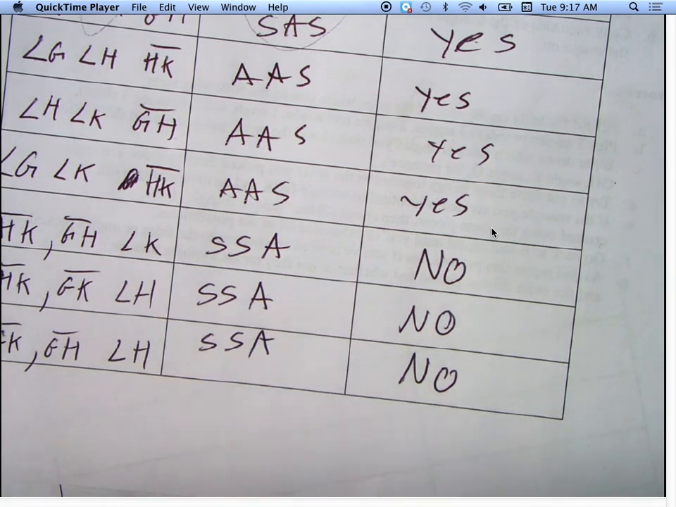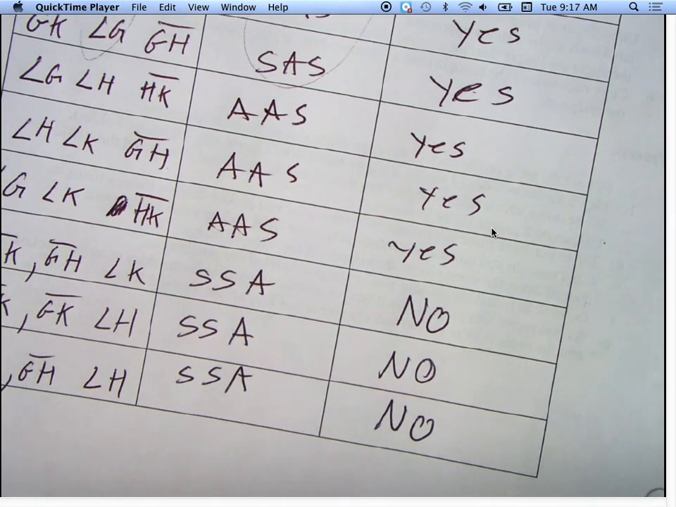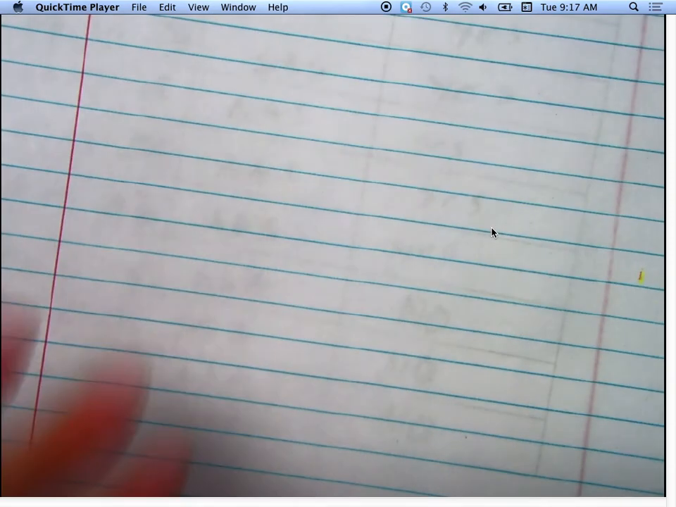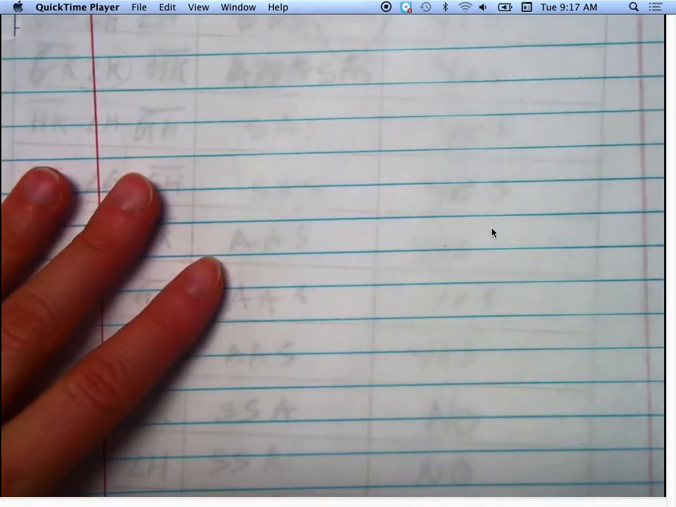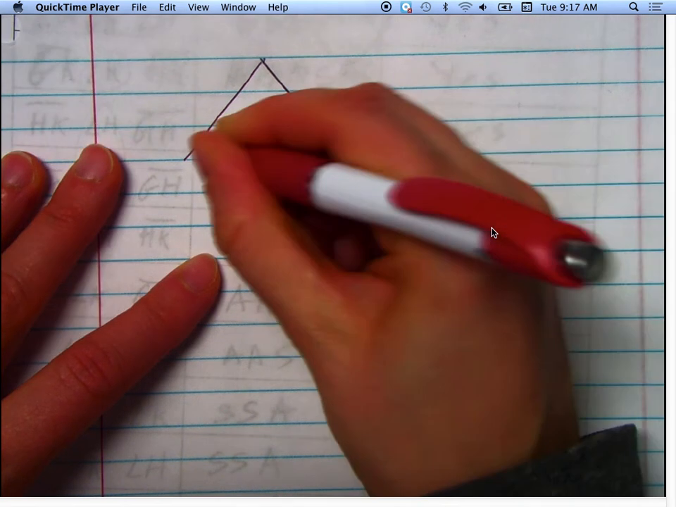I want to be clear about that. Side, side, angle is not a unique triangle. Okay. Now, I'm going to do this on a separate sheet of paper. We're going to talk a little bit about how to figure out if two triangles are congruent by side, side, angle, or angle, side, side. This is going to help you with your homework.